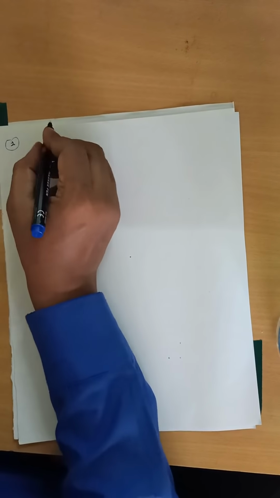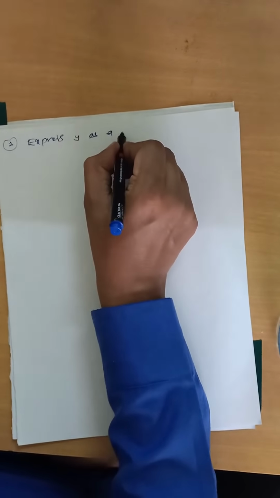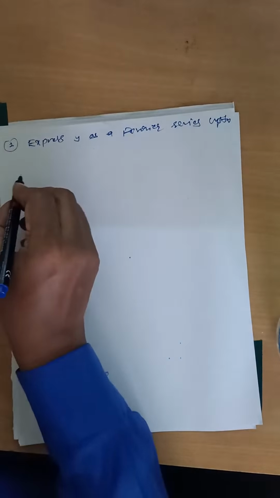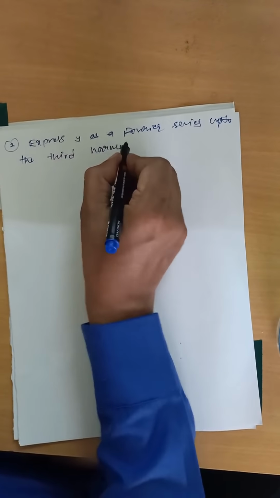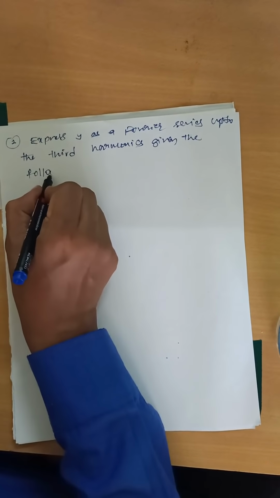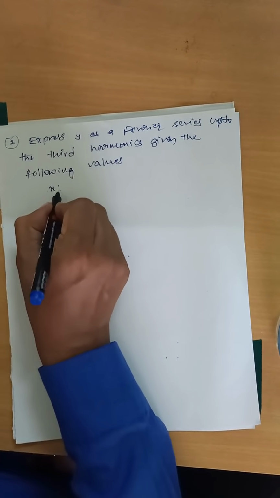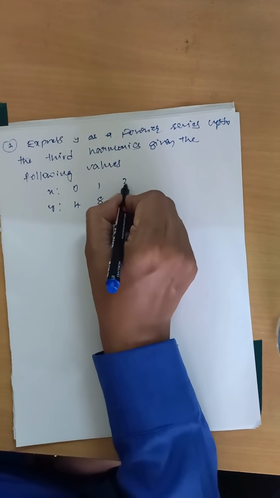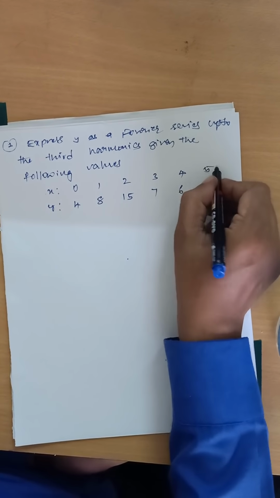Next problem. Express y as a Fourier series up to the third harmonics given the following values: x, y: 0, 4; 1, 8; 2, 15; 3, 7; 4, 6; 5, 2.